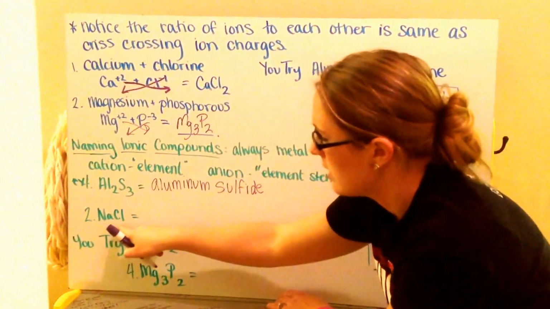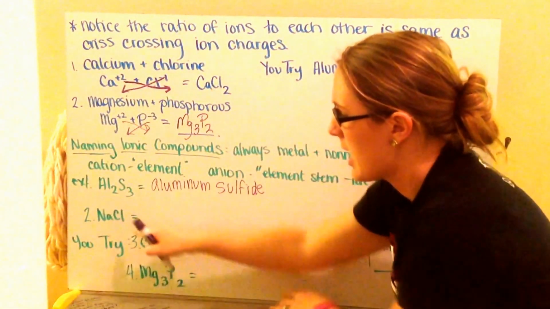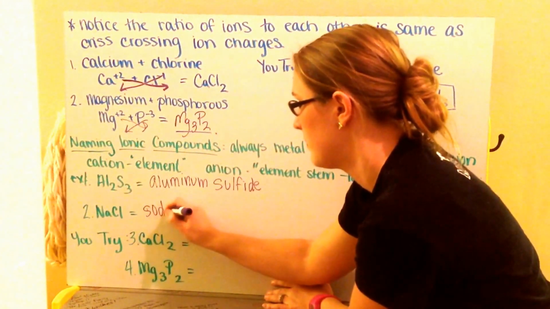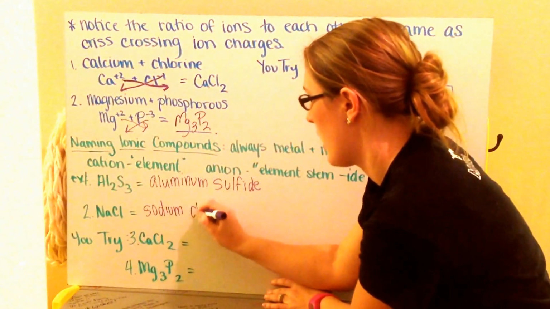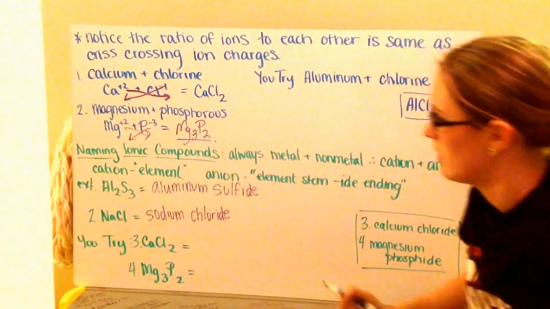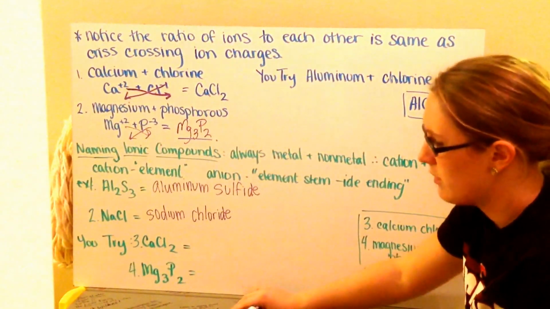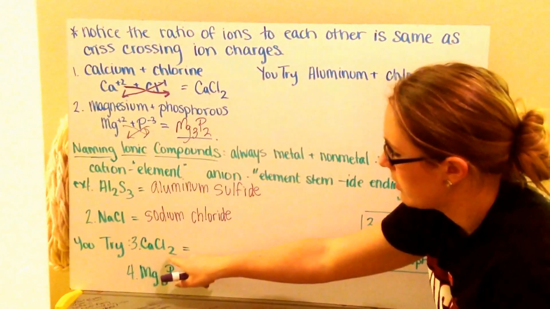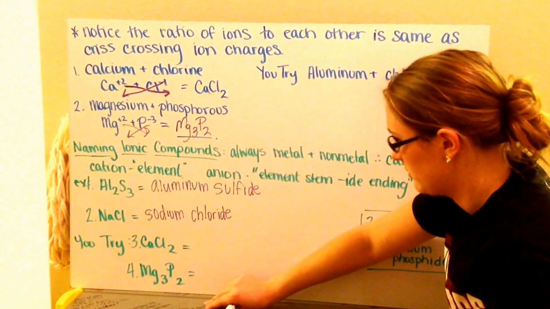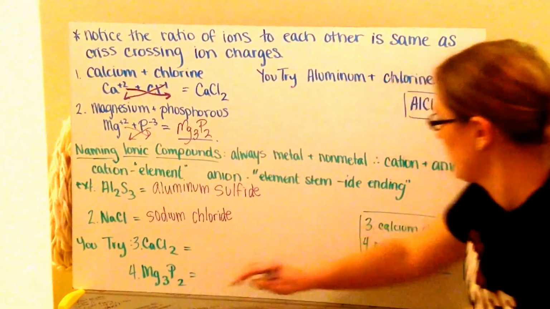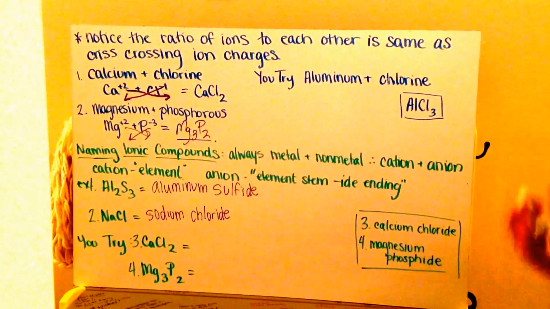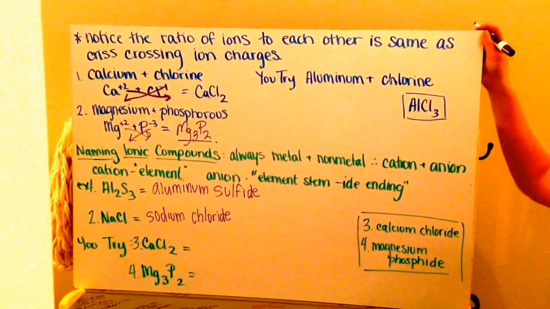Here I have sodium and chlorine, my sodium ion and my chloride ion. So I just pair them together: sodium chloride. Go ahead now and try writing the name for CaCl2 and Mg3P2. You should have got calcium chloride and magnesium phosphide.